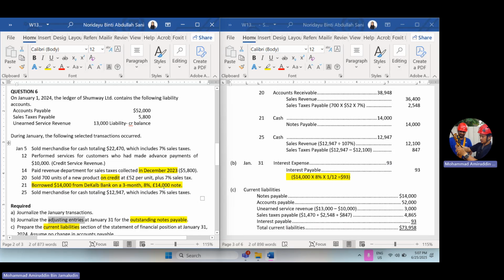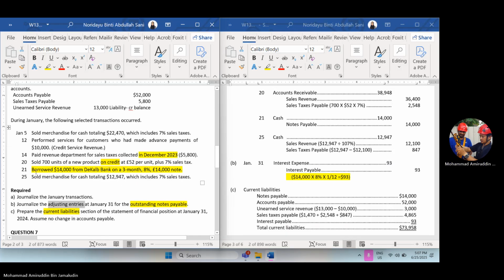And the transaction on 21st January, we make the borrowing. We have to compute the adjusting entry on January 31st. So 1 month interest. 14,000 multiply 8%, multiply 1 month over 12, so we get 93. This is the adjusting entry, not yet paid. So debit interest expense, credit interest payable.